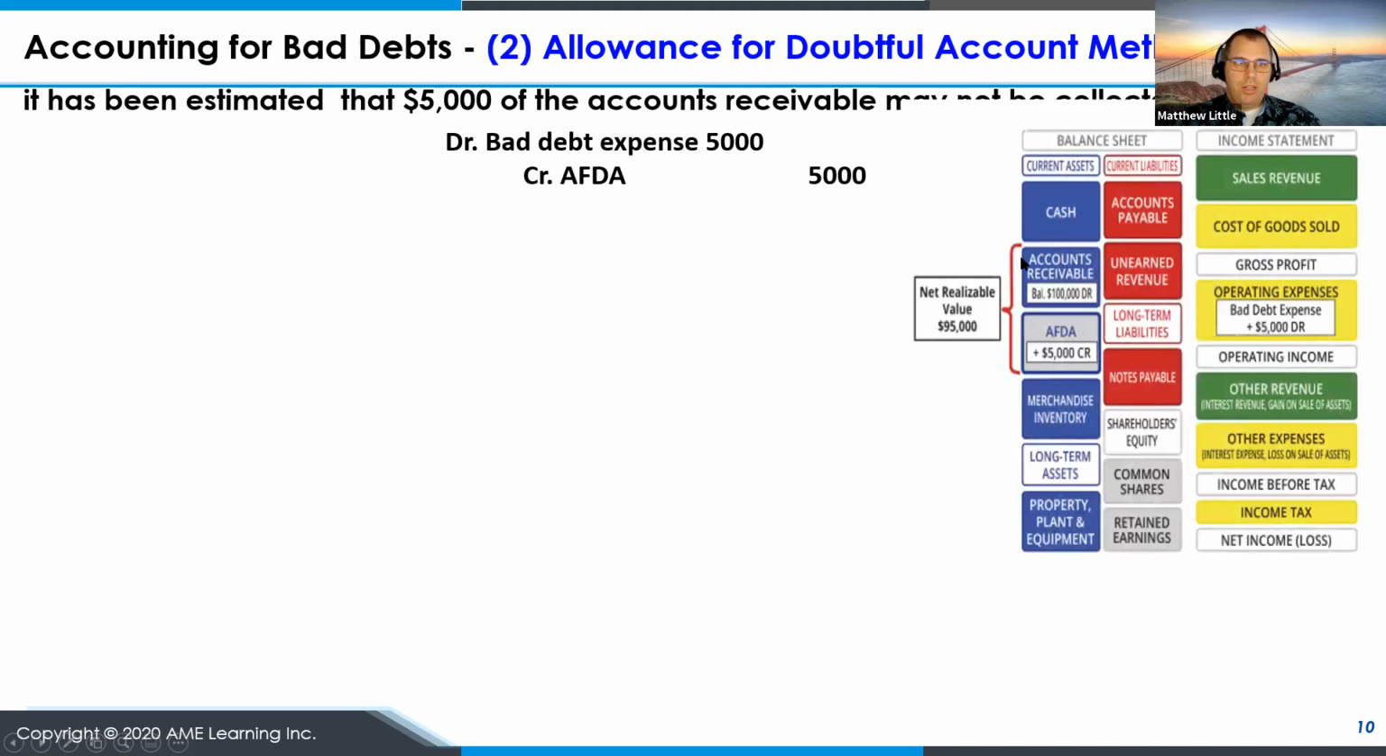So on the balance sheet, it creates a contra, an opposite account to AR. So it sits on our assets and it's netted. So if our AR balance was $100,000 and we have a $5,000 allowance, our net AR on our balance sheet will be $95,000. That's what would be reported on your balance sheet.